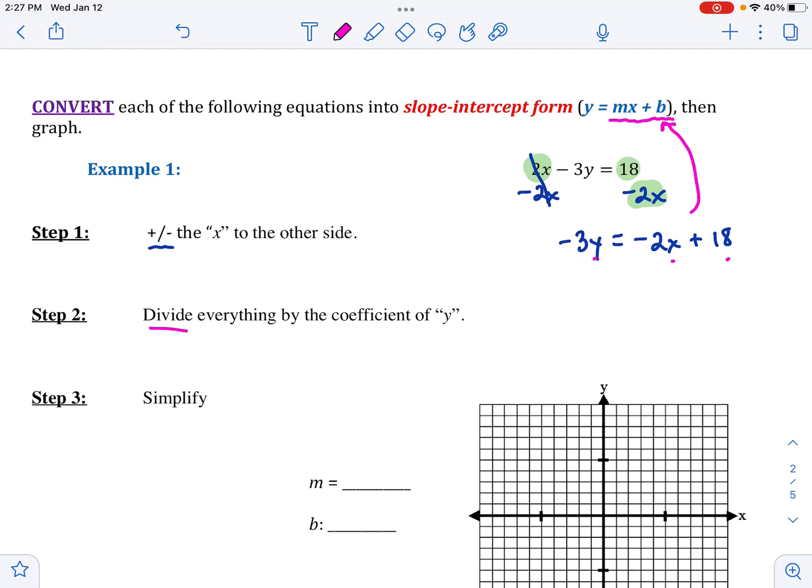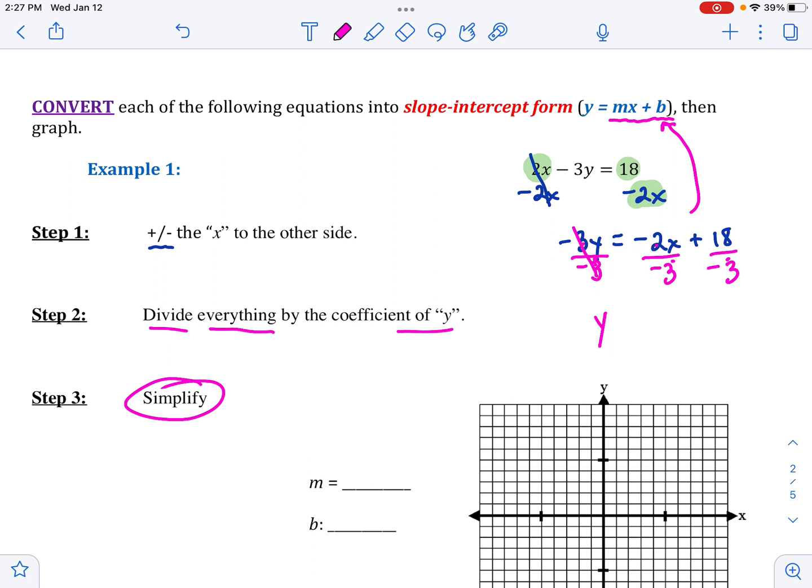Step 2 says to divide everything by the coefficient of y. Coefficient is a fancy way of saying the number in front of y. Since there's a -3 in front of it, I am going to divide everything by -3. I'm going to divide the -3y, the -2x, and the 18. And then from here, my goal is to simplify. So -3y divided by -3 becomes a 1y.